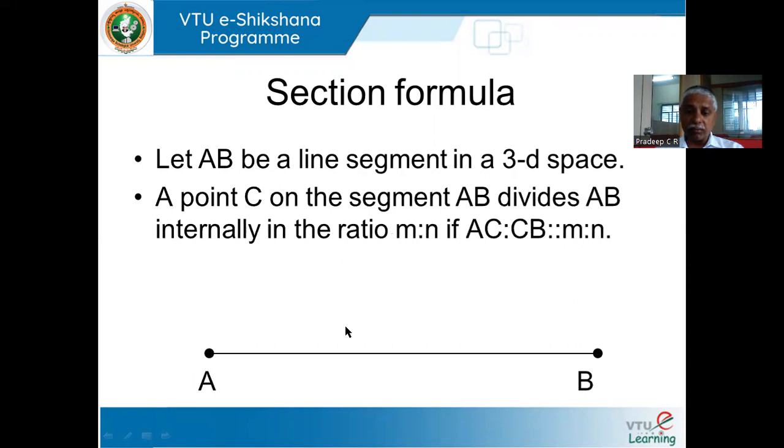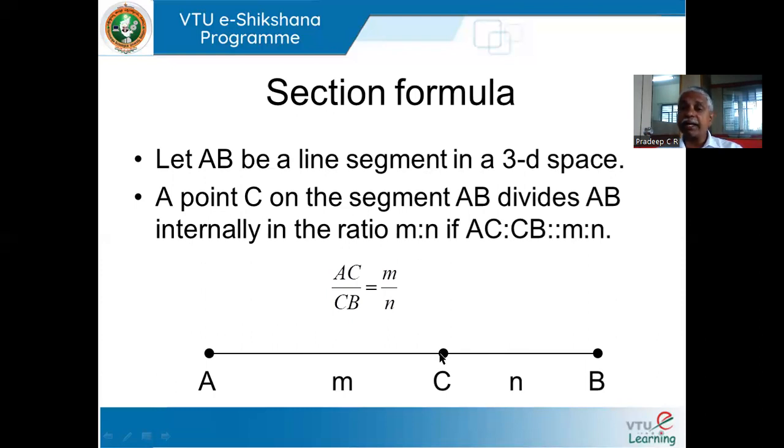So now what I want is a point C on the line segment AB such that AB is divided internally in the ratio m is to n. That means I'll pick a point C on AB such that length AC by length CB is equal to m by n. M and n could be any integers. For this course, we'll take them to be integers. So m and n may be 3 and 4. That means I want a point C which will break AB in the ratio 3:4. That means AC must be 3 times something and BC must be four times the same thing. That is what ratio means. AC by CB is m by n.